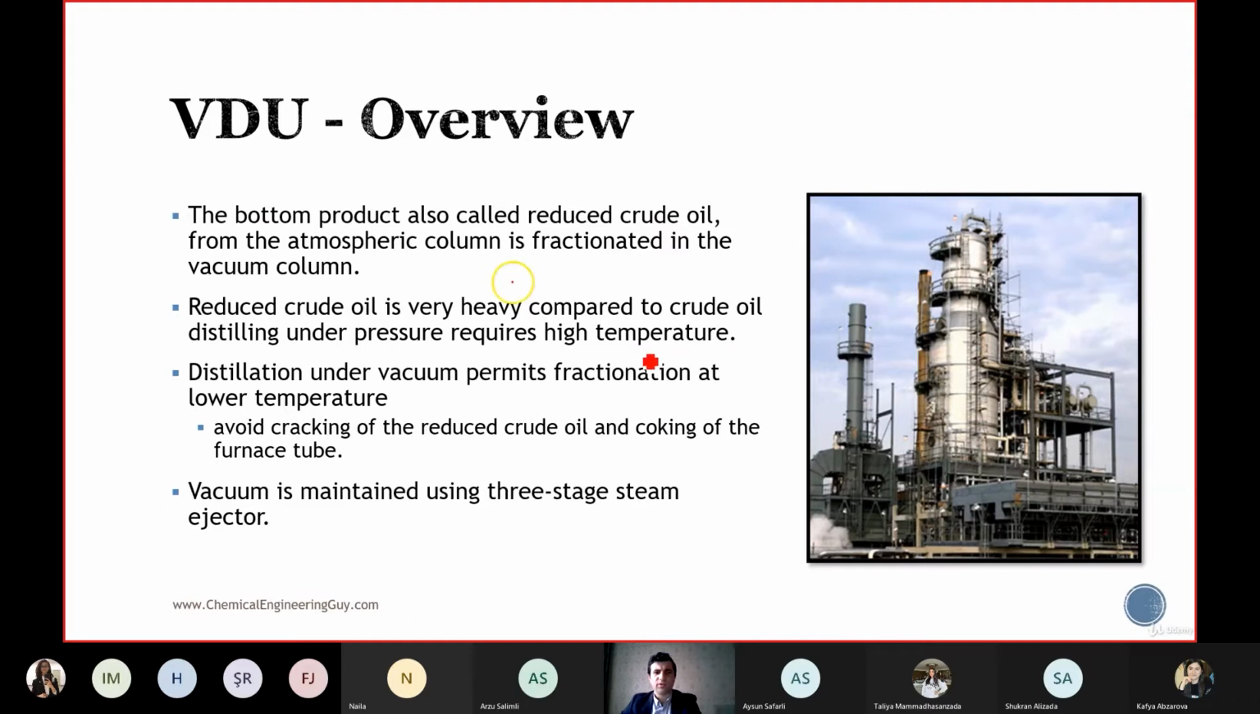In the vacuum distillation overview, you know that AR, atmospheric residue, is sent to the VDU unit. Here we recover a small portion of diesel which is left in the atmospheric residue. We have the light vacuum gas oil and the heavy vacuum gas oil. These are sent to FCC. And we have the vacuum residue, which is sent to the DCU, delayed coker unit, and the BBU, bitumen blowing unit.